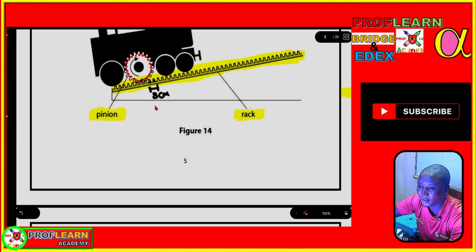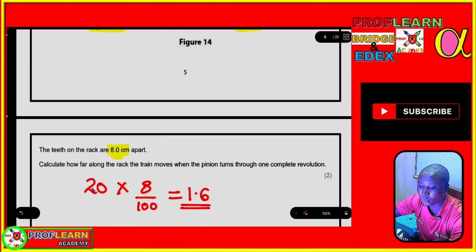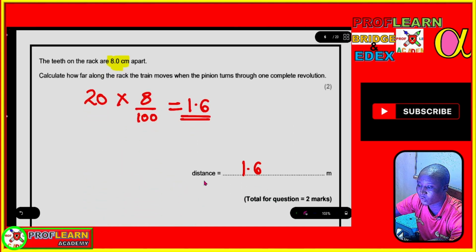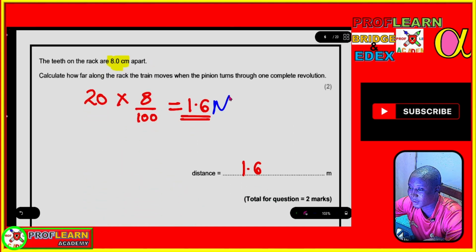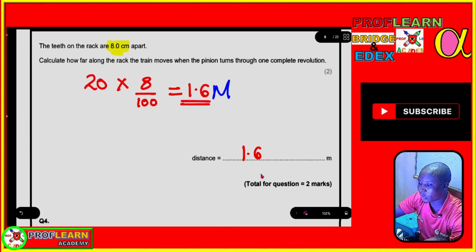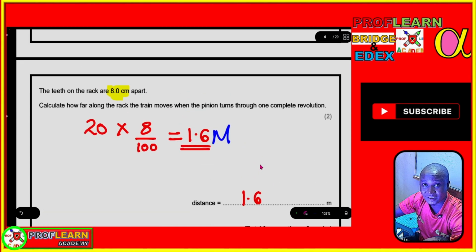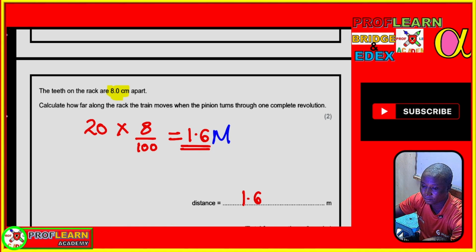Why 8 over 100? This was in centimeters, so we have to convert it to meters. So it will be 20 times 8 over 100, which is going to be 1.6 meters. And that is 1.6 meters as the distance covered in one complete revolution.